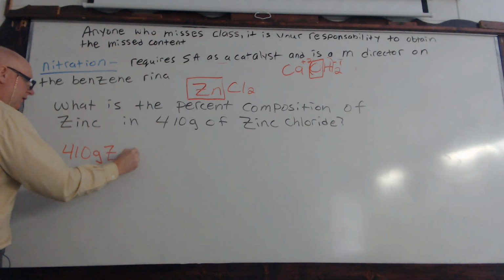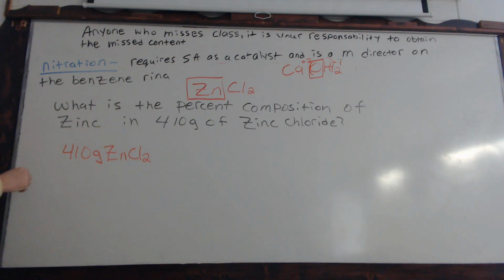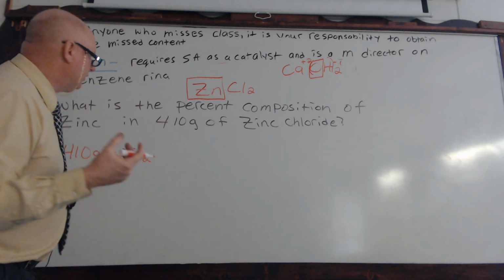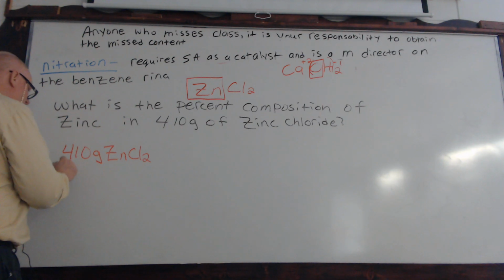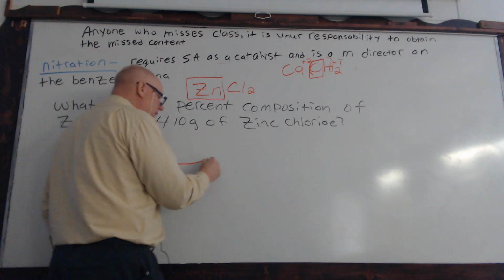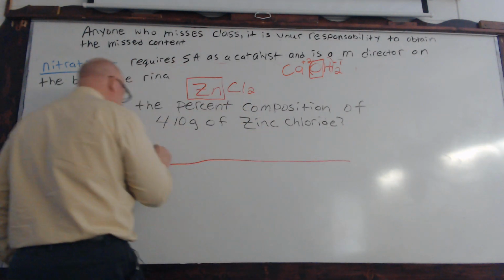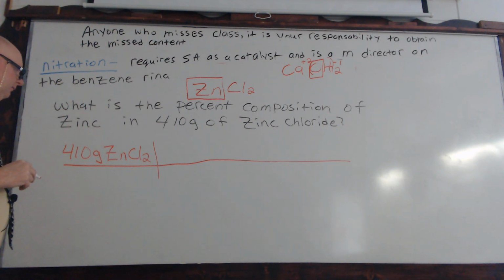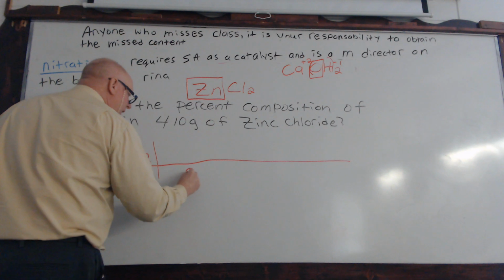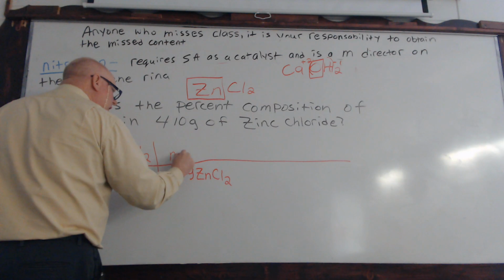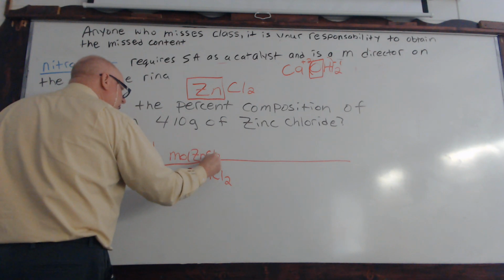This one's short enough that it's probably not that big of a deal just to write out your formula. Or you could put ZnCl2 if you wanted to, because that's zinc chloride. That would work too. Okay. Now, what is our first step then? Atomic mass on the bottom. Okay, so grams of zinc chloride go down here, then moles of zinc chloride go up on top.